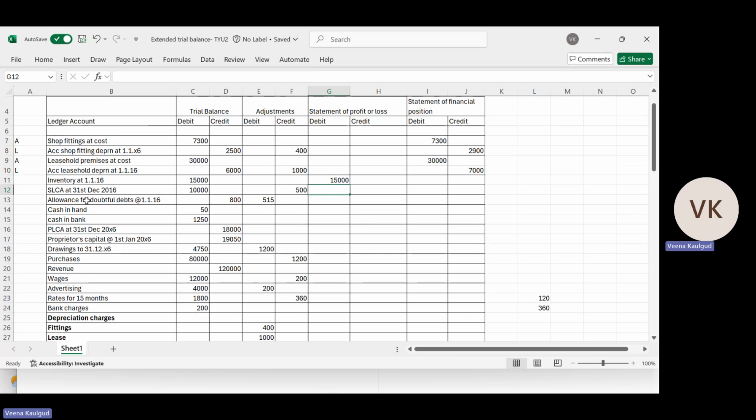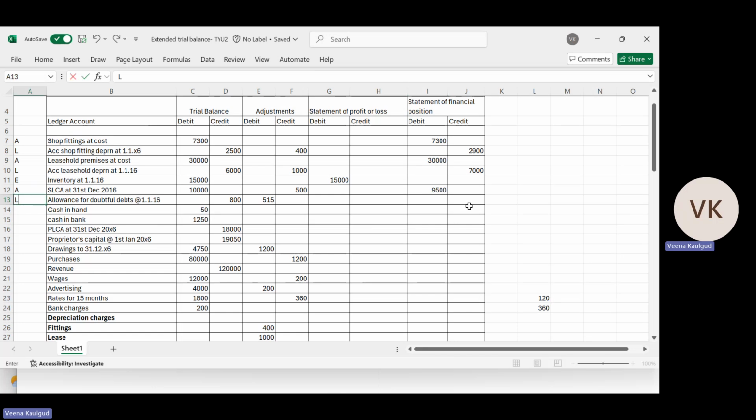All right. SLCA at 31st December. Now SLCA is an asset. So inventory here is a cost of sales. I'm going to record it as an expense here. SLCA is an asset. Now, because it's an asset, one is a debit here. On the adjustment, it's a credit. So debit and credit means it's a minus. So it equals 10,000 minus 500. That will give you a new figure here. Allowance for doubtful debts. One is a credit. The other one is a debit. And it's an allowance, it means it's a liability.